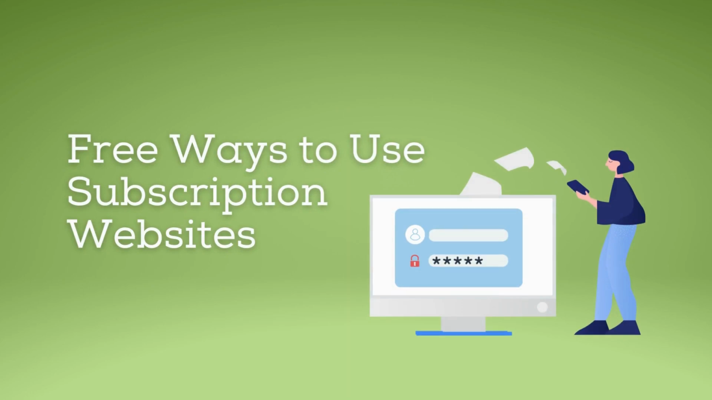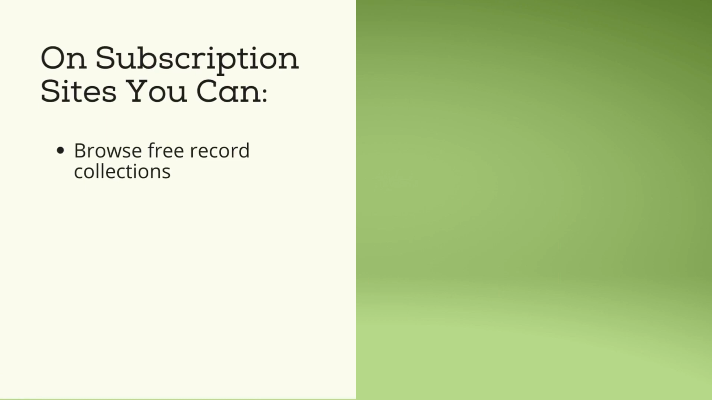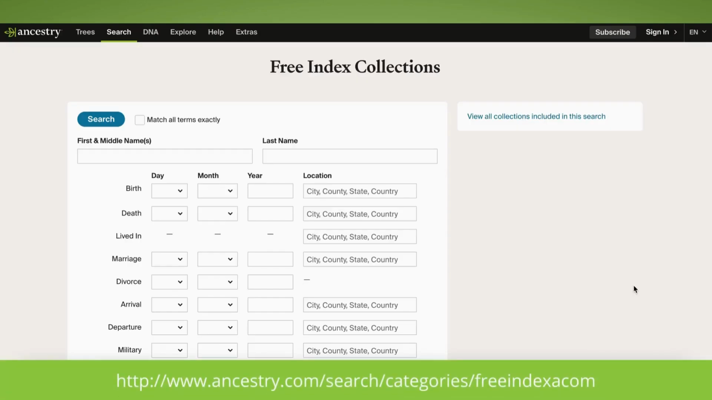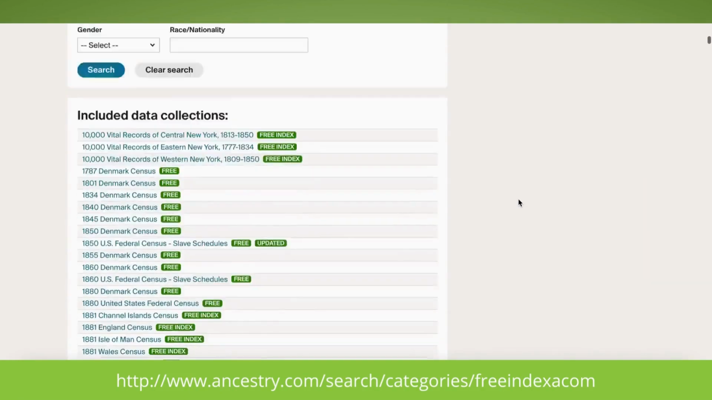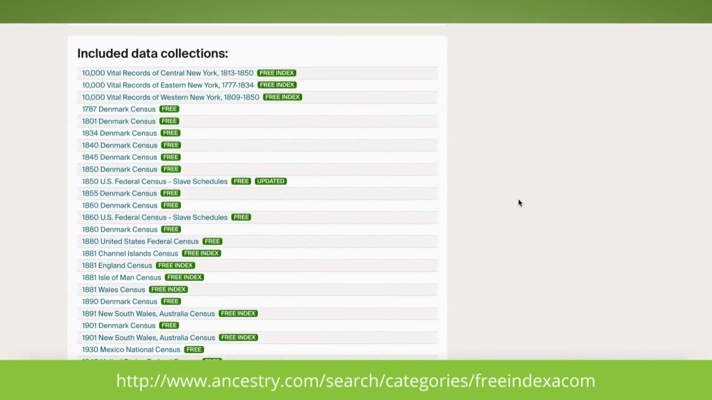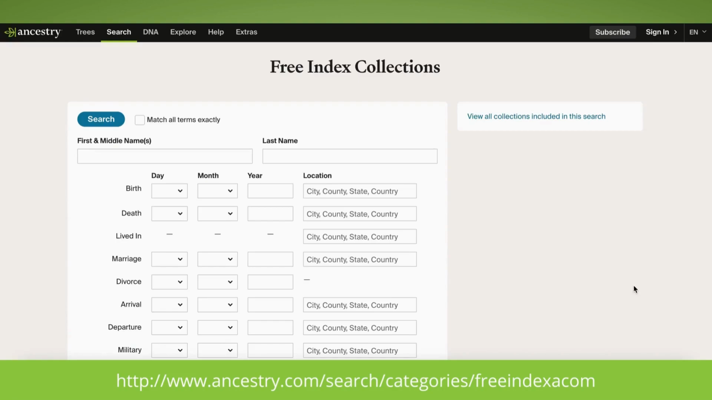All right, now let's talk about free ways that you can use subscription websites like Ancestry. On subscription websites, not everything actually costs. They do offer specific record sets for free. So here's Ancestry's free index collection. You can access it with this URL. The link will be in the description box below as well. You can search, or you can click that link and it will scroll down and show you the full list of all the collections that are free to access on Ancestry.